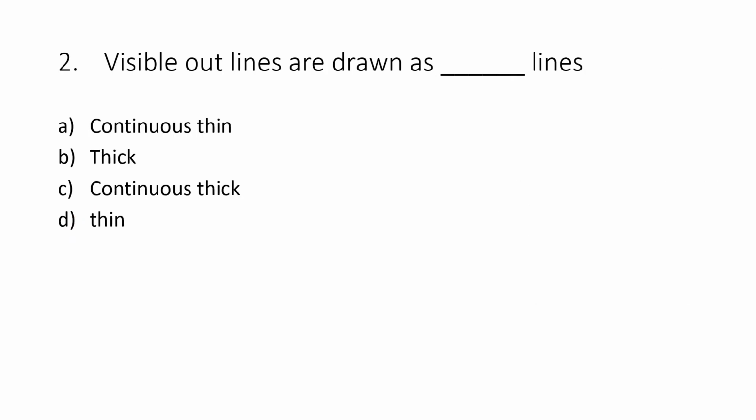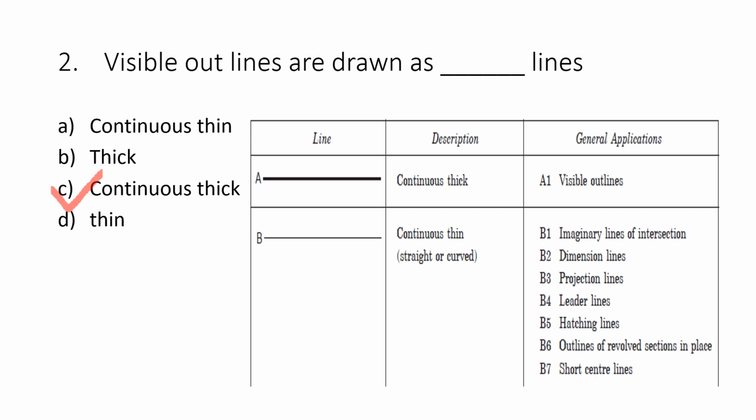The visible outlines are drawn as dashed lines. The options are continuous thin, thick, continuous thick, thin. Our answer will be continuous thick. Here we can see that the continuous thick will be visible outlines, and for continuous thin, imaginary line of intersection, dimension lines, projection lines, leader lines, hatching lines, outlines of revolved sections in place, short center lines.